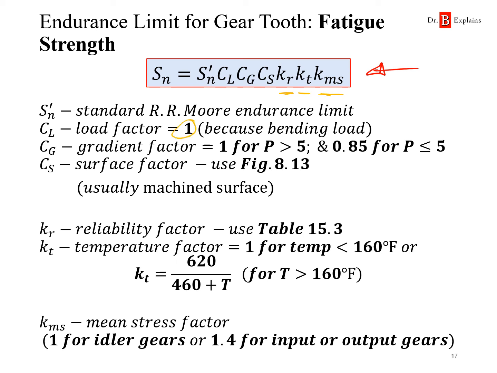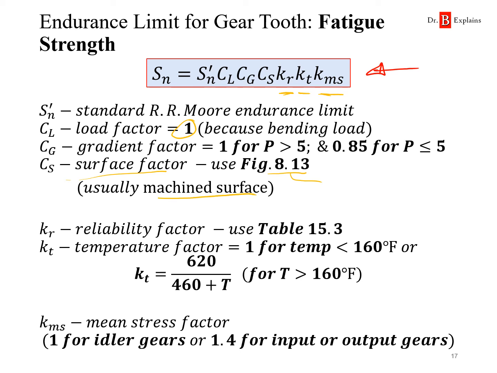Next is going to be a gradient factor. So here the gradient is going to be measured in terms of the diametral pitch, big P. It's going to be 1 for P greater than 5, or 0.85 for a big P less than or equal to 5. Next one is going to be a surface factor. We're going to use figure 8.13, which is the figure that we use for calculating surface factors in fatigue. Now, usually the gears are going to be machine surfaced.